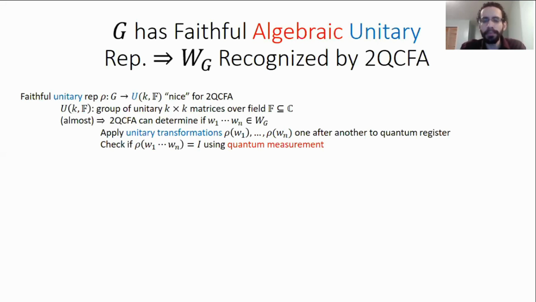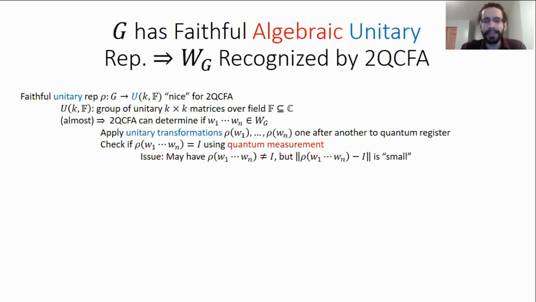Except there's one problem with this approach. Namely, it could be the case that rho of W differs from the identity matrix, but is close to the identity matrix. If this happens, then it'll be very difficult to test if rho of W is equal to the identity matrix using a quantum measurement.